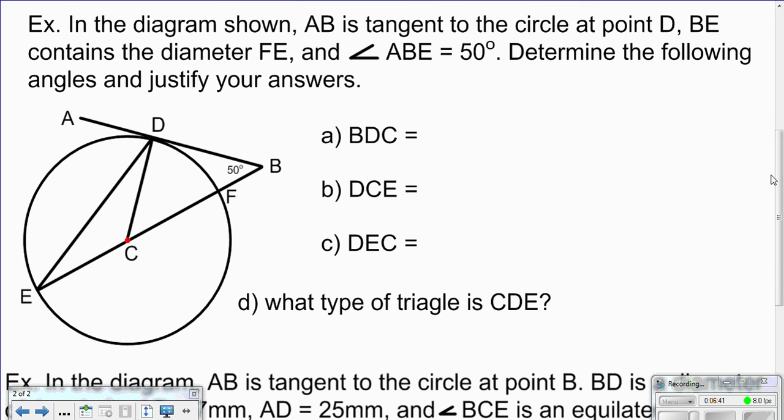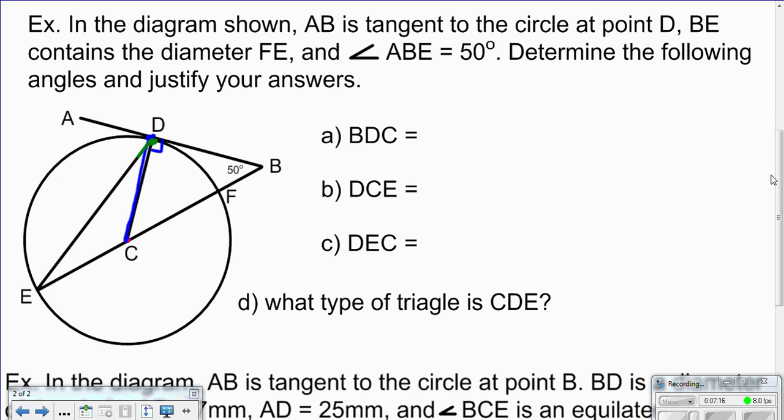Okay, now we have a bunch of triangles going on, and this will usually happen. And so what I want you to notice is that we have a radius line coming to a point of tangency, so we know that that's going to be at 90 degrees. And then we have a chord line coming to the point of tangency, and that will not make a 90-degree angle. It's only when you have the radius or diameter line touching the point of tangency that it will be at a 90-degree angle.